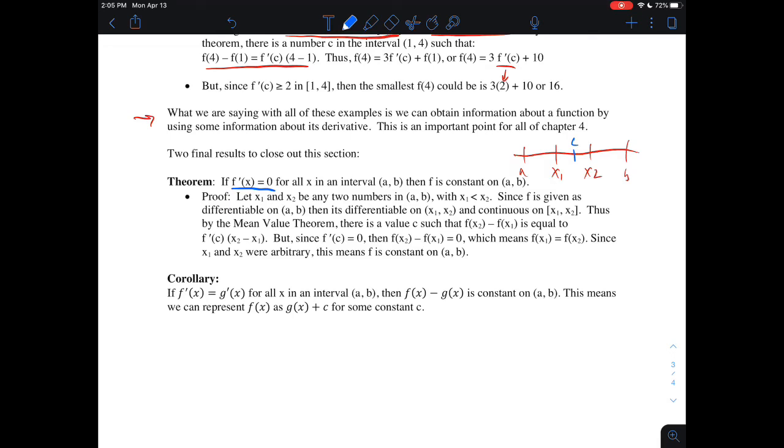As a follow-up, a corollary, if f prime of x is equal to g prime of x for all x in an interval ab, then f of x minus g of x is constant on ab. This means we can represent one function, like f of x, as the other one plus some constant. So f of x is equal to g of x plus c. This means that f of x and g of x are in the same family of functions. This is going to be important for us in Chapter 5. So you can make a note of that now. When we start looking at what are called integrals, this will become important.